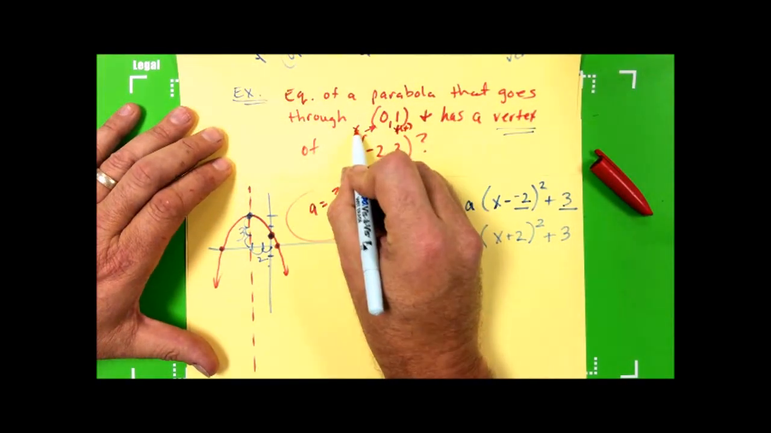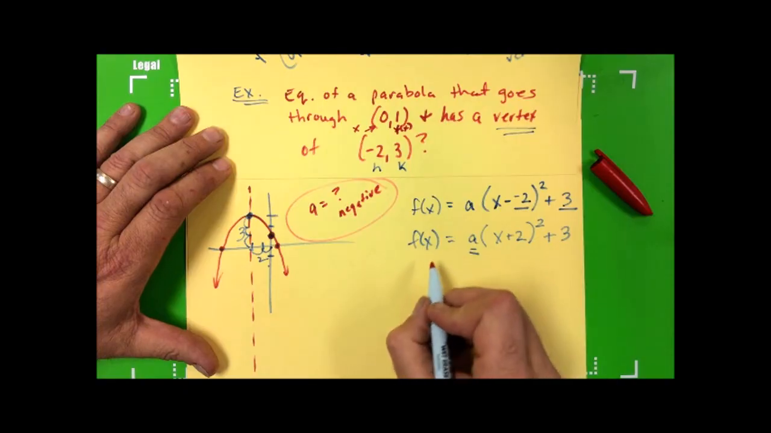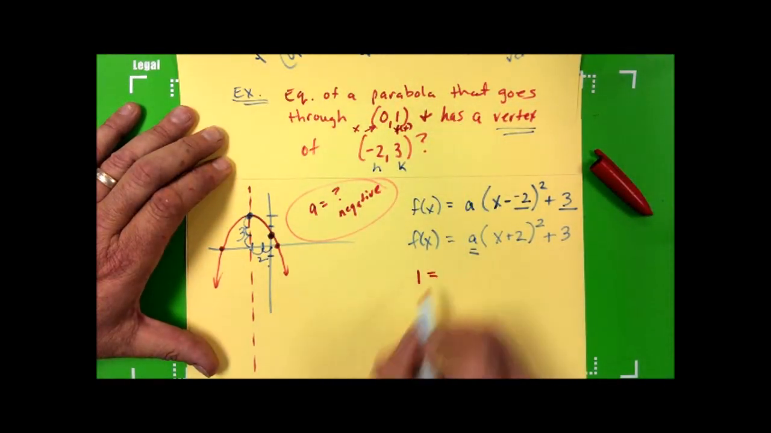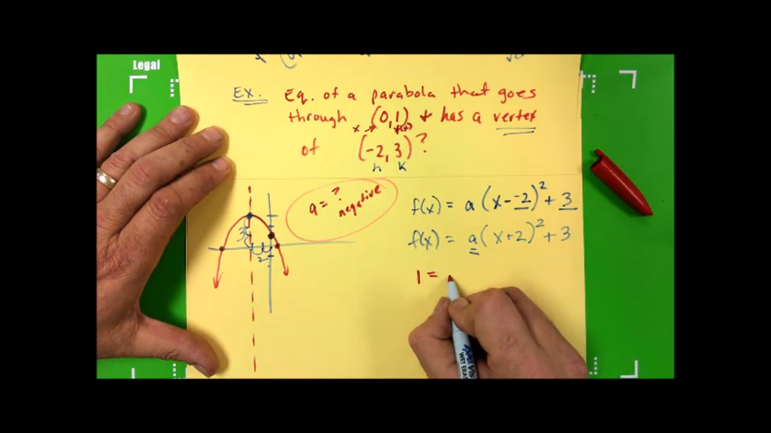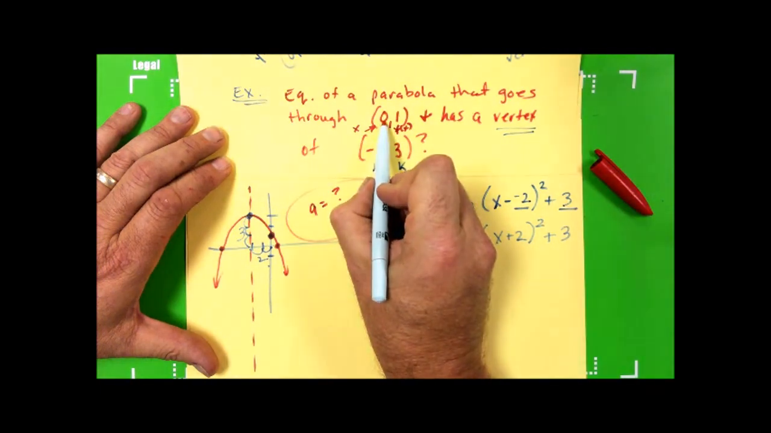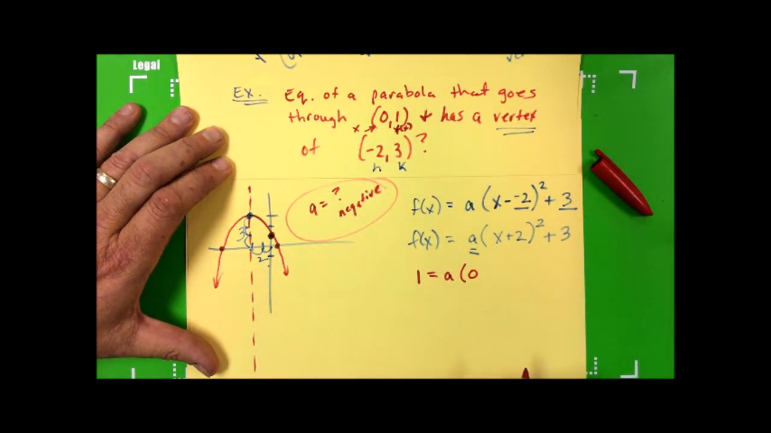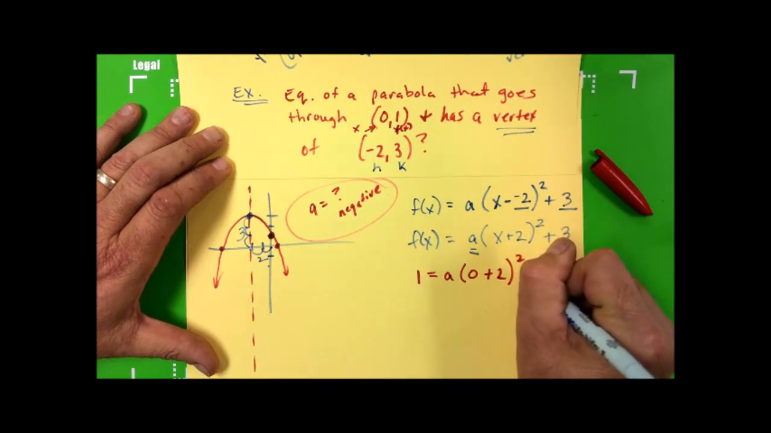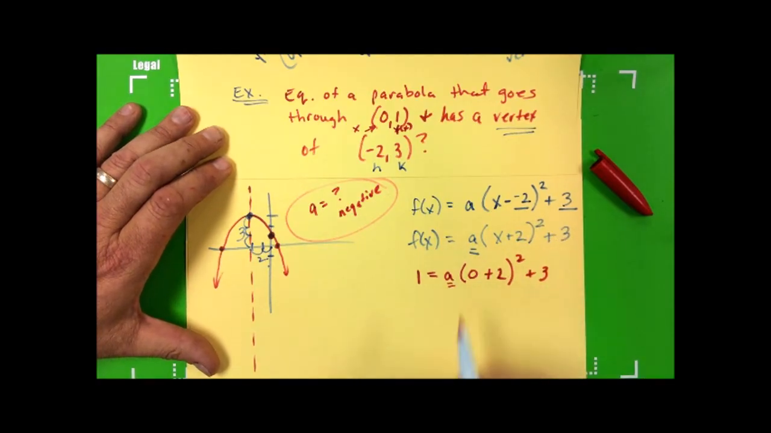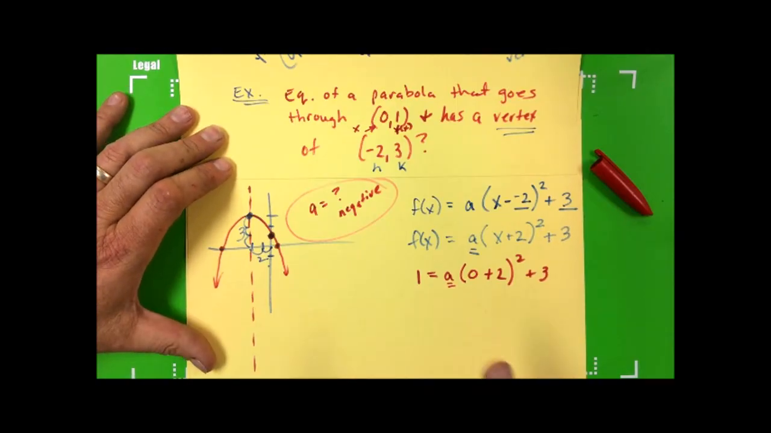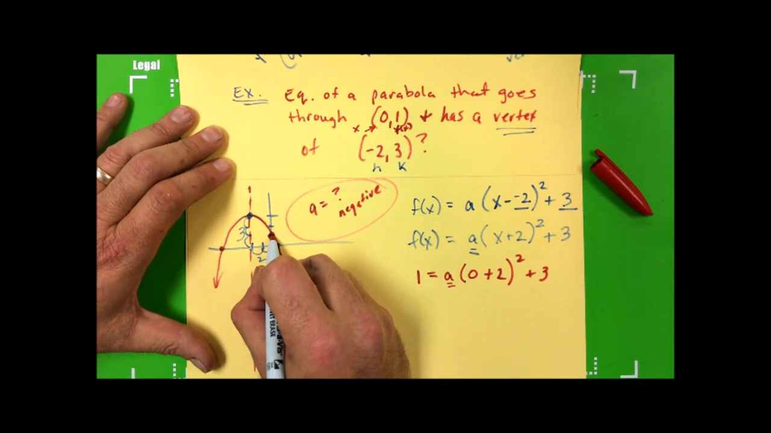Therefore, I can use the point to plug back into the function. This is my x, this is my f of x, right? So all I have to do is take the f of x here, the 1. A is what I'm solving for. X is what? The 0 of the point that was given. So all I have to do is take the extra point, plug it back in, and solve. Now notice, if I solve this equation right now, it's going to tell me what A has to be in order to go through that point. Does that make sense? Very good.